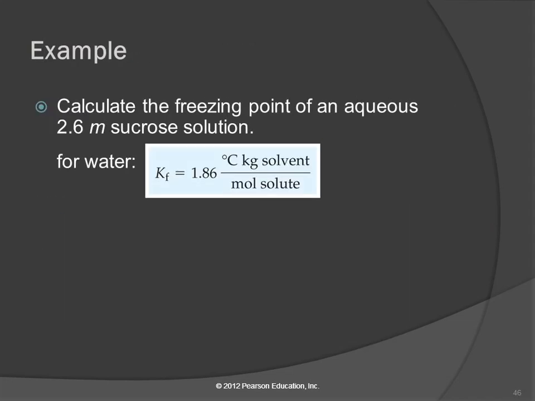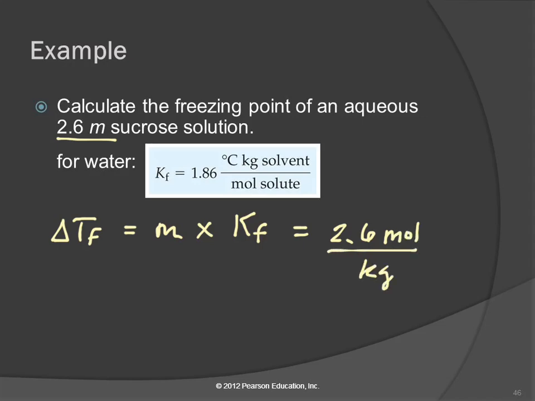Okay, so we did that slide. Now we're going to do the example. Calculate the freezing point of an aqueous 2.6 molal sucrose solution. So we need to remember the equation that the change in the freezing point is the molality times the constant. And here we're given the constant and we're given the molality. So we put in here 2.6. And molal is moles per kilogram. And then that's multiplied by the constant, 1.86. And this constant has weird units, doesn't it? Degrees Celsius, kilograms per mole. But those units cancel with the molality.